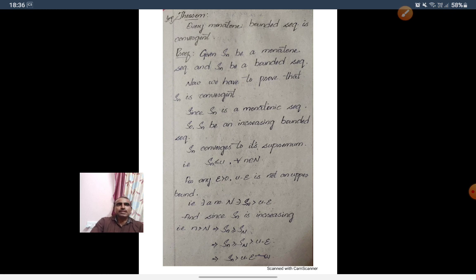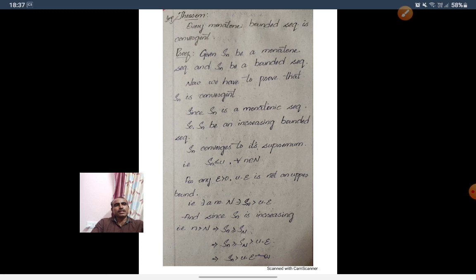Given to prove: Sn is convergent. Since Sn is a monotonic sequence, it is either increasing or decreasing, right? So suppose Sn is an increasing bounded sequence. We have to prove that Sn converges to its supremum u, where Sn is less than or equal to u for all n belonging to N.